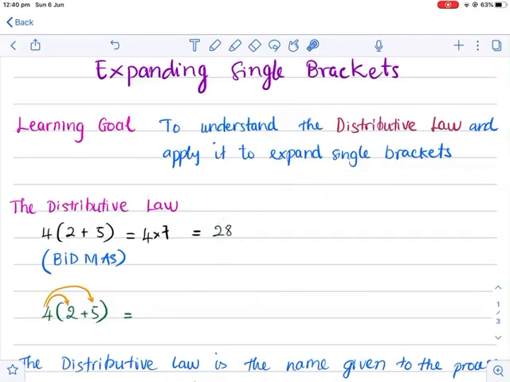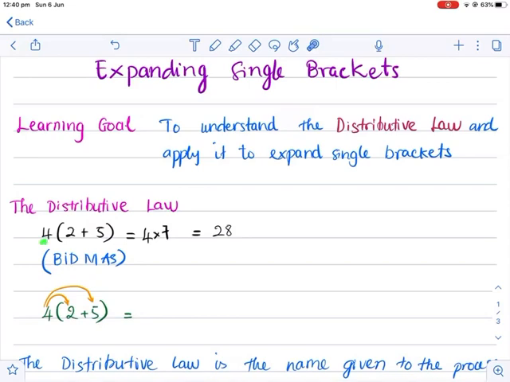Hello Year 8, in this video we're going to learn how to expand single brackets by using the distributive law. Today's learning goal is to understand the distributive law and apply it to expand single brackets. The question may come up: what is the distributive law? Let's do two examples and we will give a good definition of the distributive law.